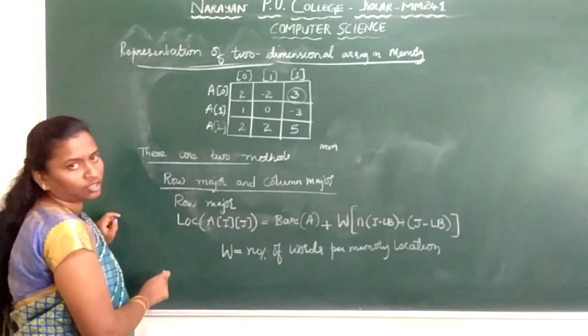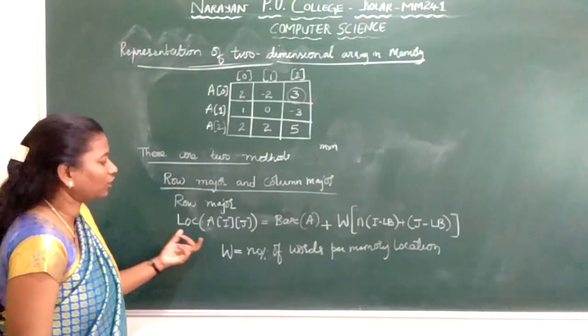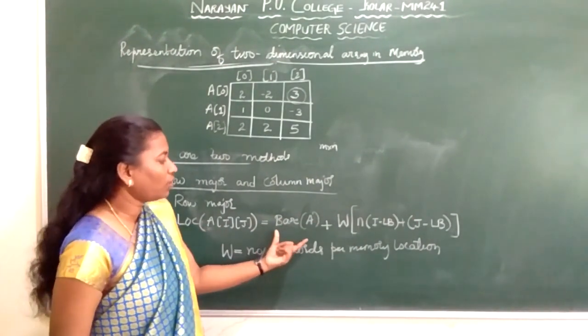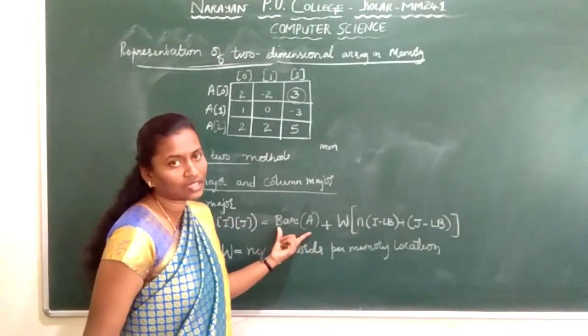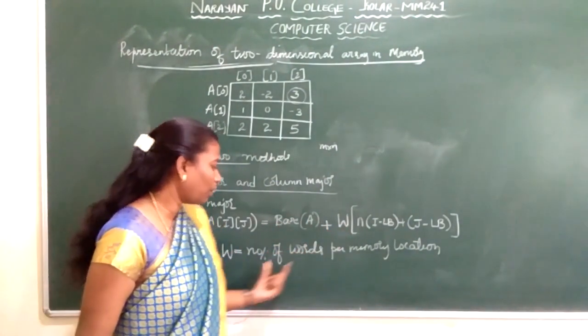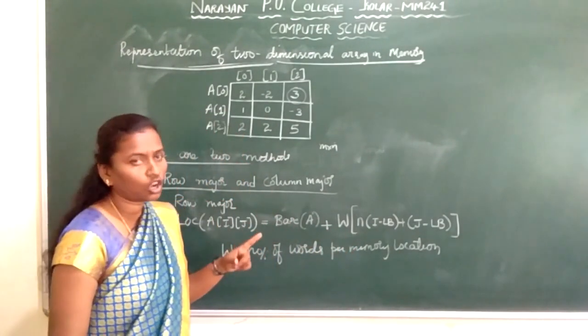We have formulas for how to find the location of any element. If I want to find the location of A of i, j, the formula is base of A, that is the beginning address of the array, plus w, where w is the number of words per memory location. Usually it will be 1 or 2.